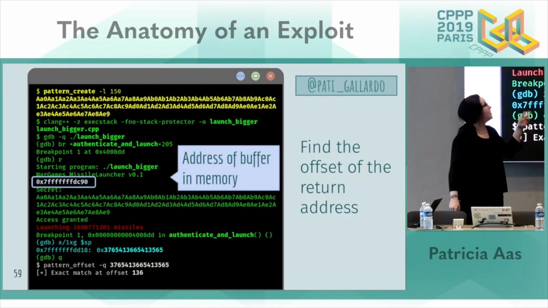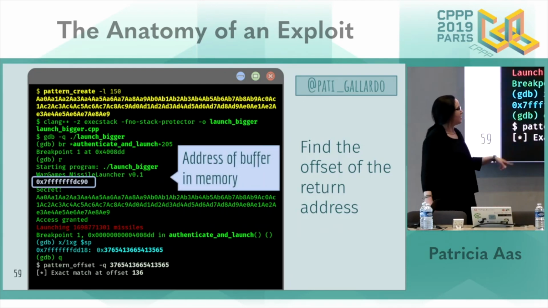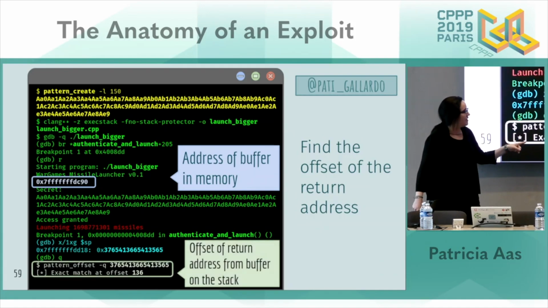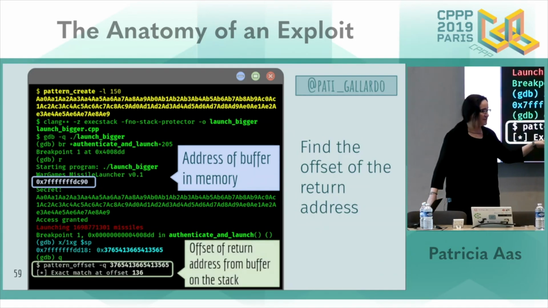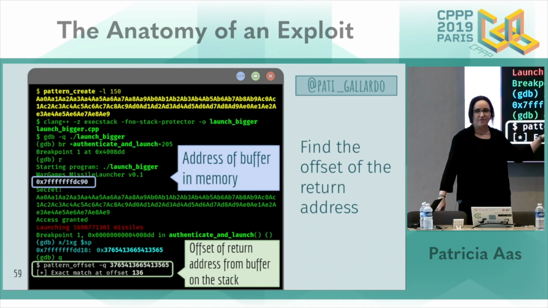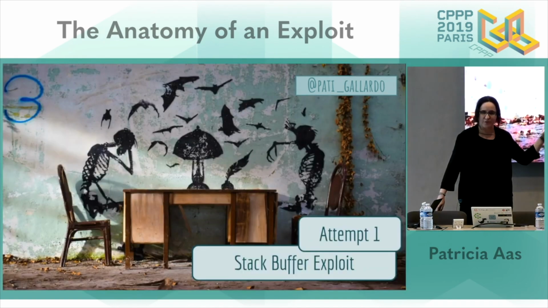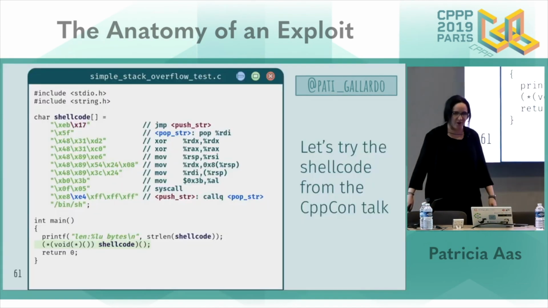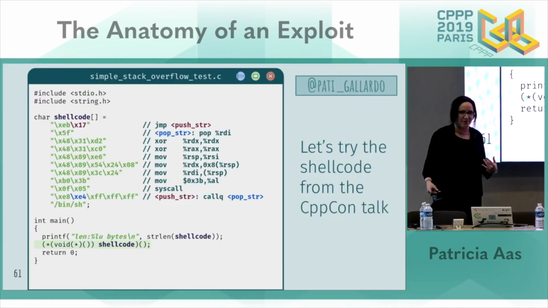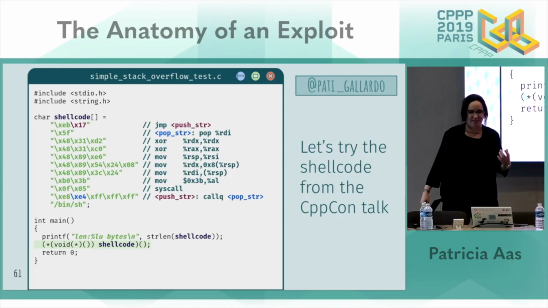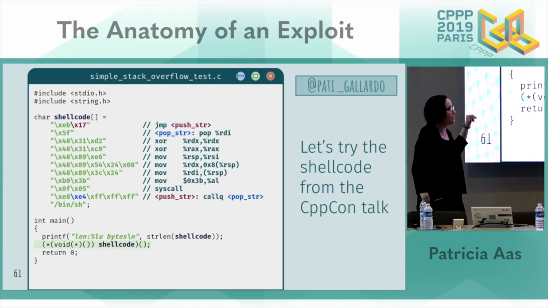Since we cheated and printed out the address of the memory, it's actually right there. The return address of the buffer is at offset 136, and so we can put that into our framework from before. But we still need shellcode. In my talk at CPPCon last year, I went through making this. I'm not going to go through it now, but we're going to do something similar later.